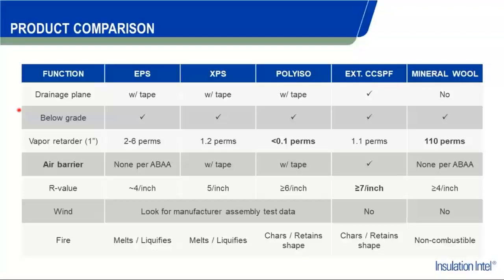Certain materials would not necessarily be ideal for drainage planes. Mineral wool, specifically, it says no. This mineral wool is a great material, and water really doesn't affect it at all, to be honest with you.